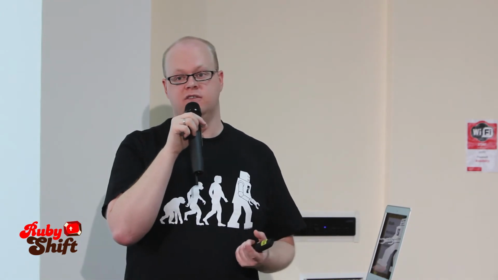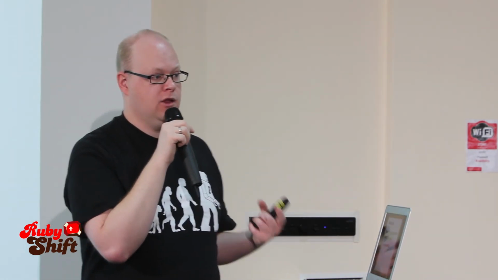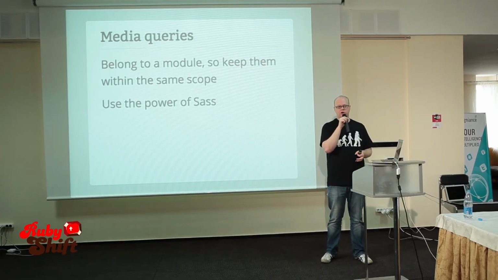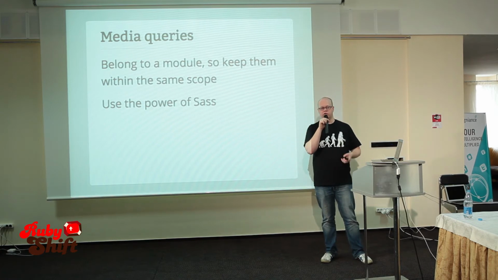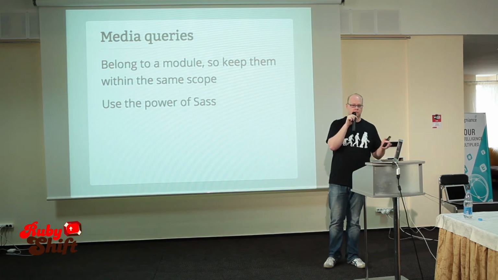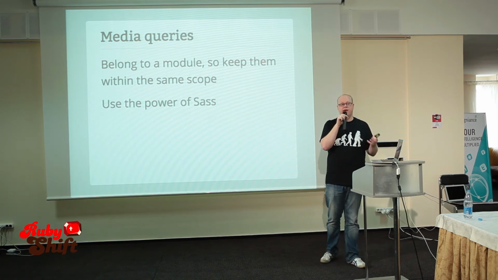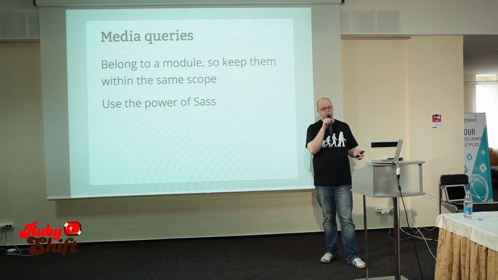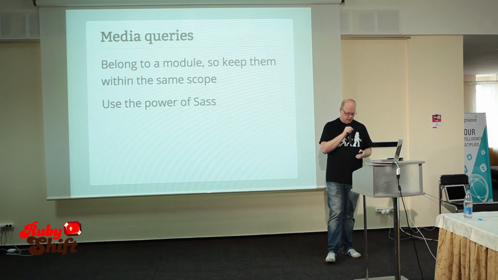Media queries, for those of you not too familiar with media queries, a media query allows you to invoke CSS based on certain parameters, like the width of the browser window, or the height of the browser window, or the pixel density of the device, so you can target retina devices and things like that. Those almost always belong to a module. You have a module that looks a certain way, unless your screen is more narrow than, let's say, 500 pixels. Then you want some other styling to kick in. That is a dotted module, so keep that inside the module.